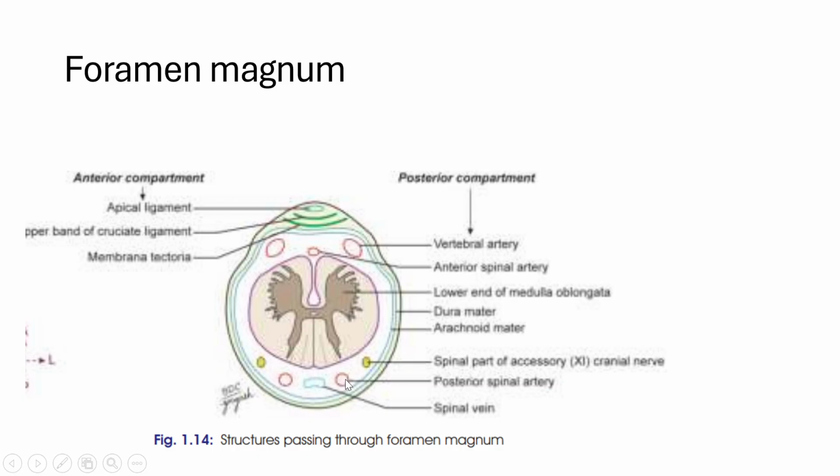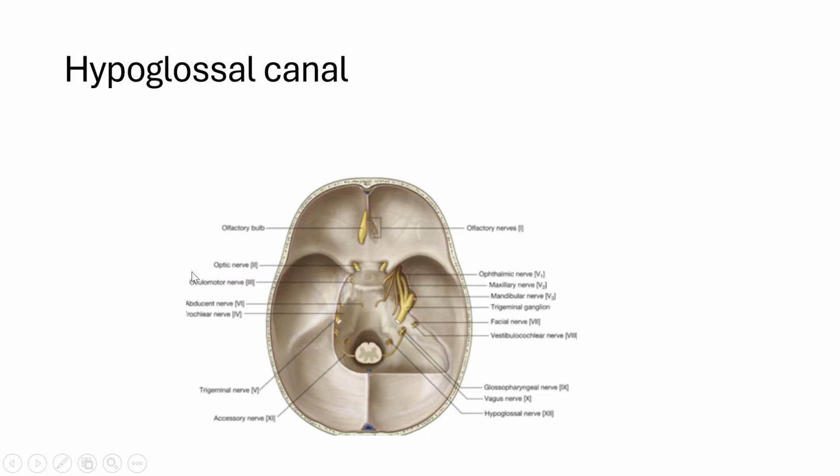Here you will see the posterior spinal arteries are passing, vertebral arteries are passing, and one anterior spinal artery. Posteriorly you will see the spinal part of the accessory nerve, like spinal nerves, passing here. So basically you have to remember, there is one anterior spinal artery and one spinal vein, and the rest are paired. So this is very important, you should practice this diagram again and again.